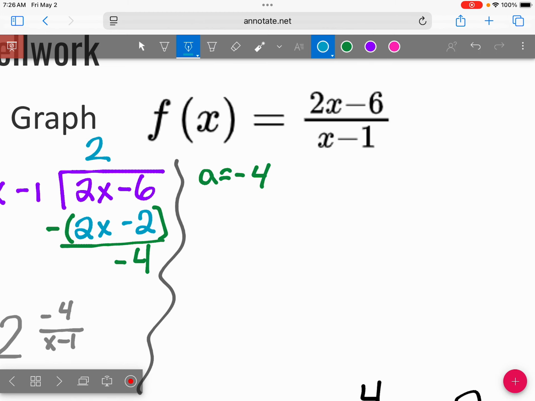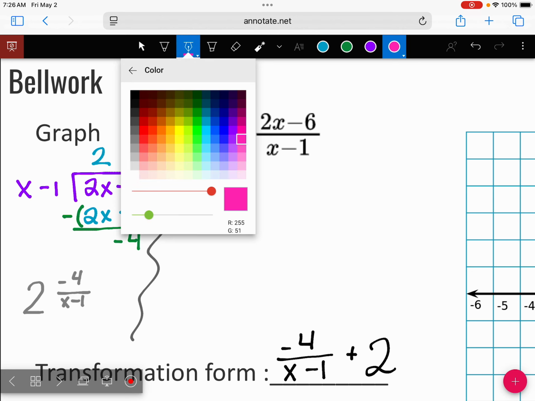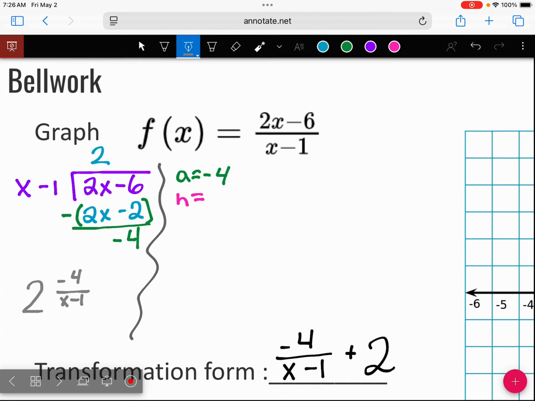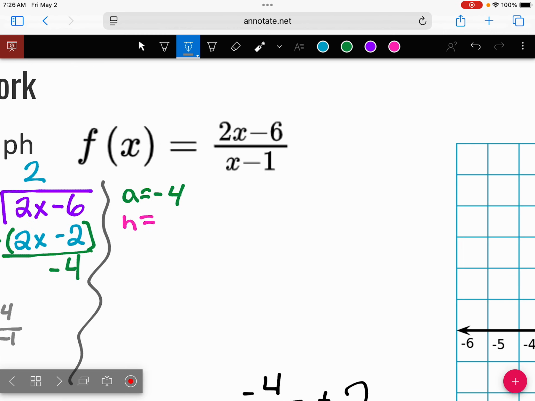What's our h? So think about our a over x minus h. It's going to be a 1. Yep, you're exactly right. It's going to be a 1. And our k is 2. Excellent. Our k is going to be 2. So that gives us our asymptotes as well.